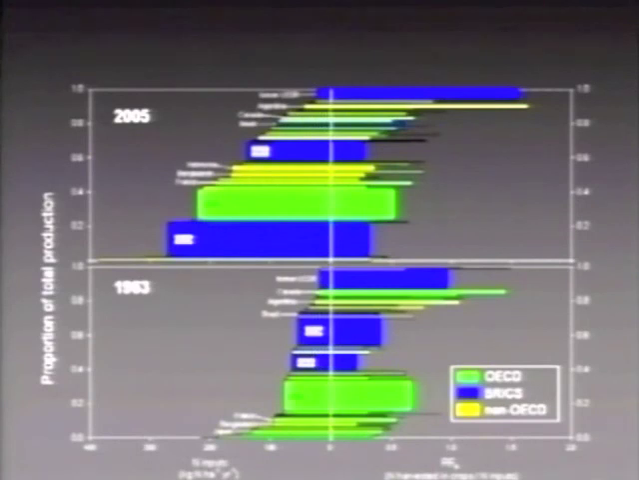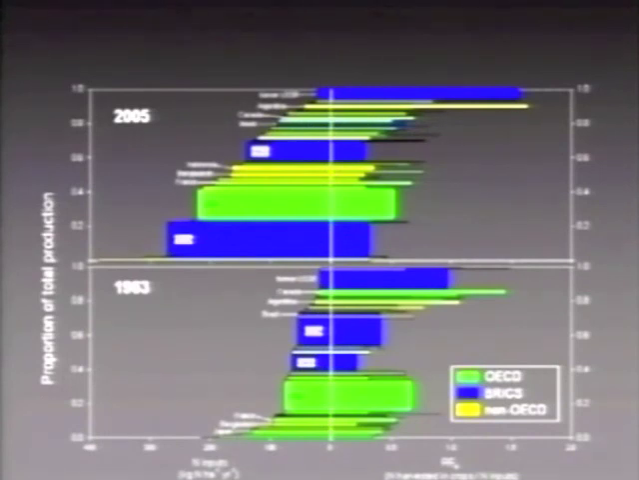Some of them are labeled. The top 10 producers, I think, are labeled, for 1963 and for 2005. On this axis, you can see the proportion of total crop production, and so the big bars represent big producers. You can see those have changed over time. The composition has changed over time. And these bars are ordered according to the fertilization input rates within these given years.